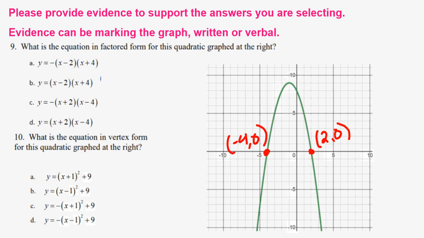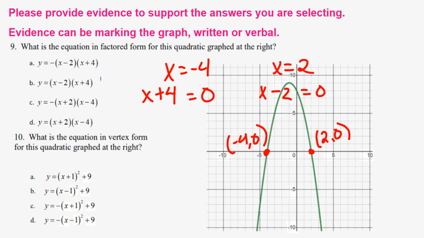So again, we're thinking, okay, well, if x equals -4, where did that come from for my factor? If x equals 2, where did that come from for my factor? And so my factors, think about undoing, you have a +4 and a -2.